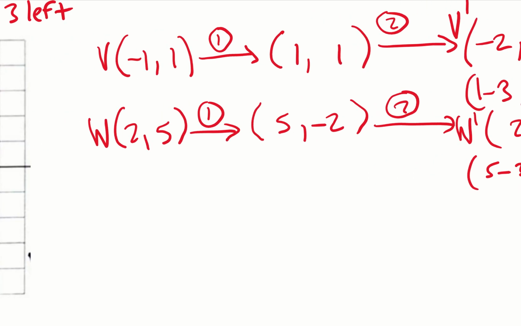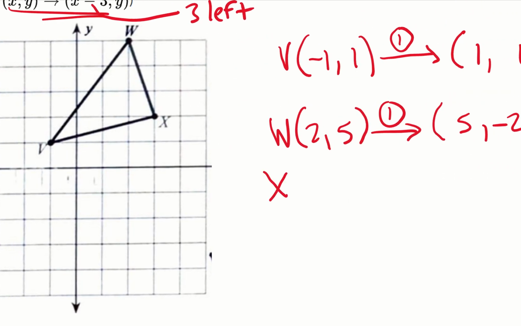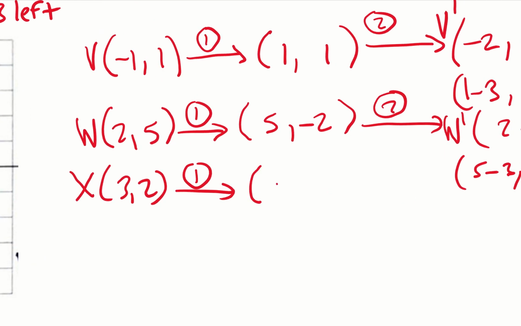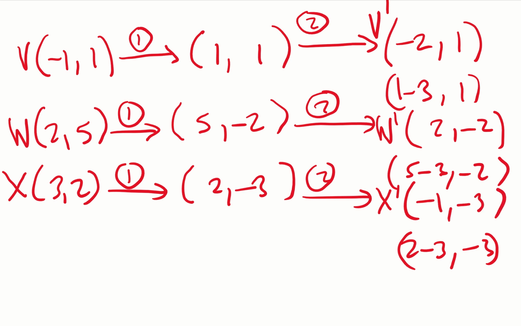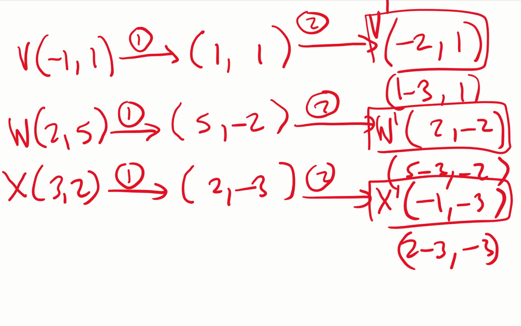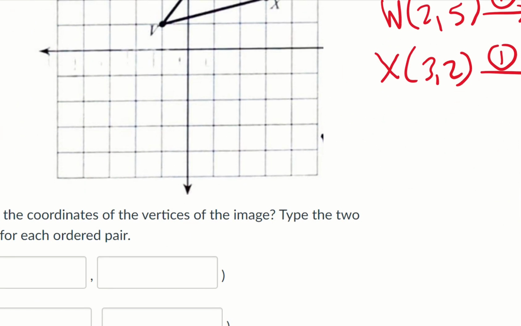All right, so we got our answers there for those two coordinates, and then we got x finally. We got 3, 2. First transformation, rotation, switch, change the sign of the second number. Then you have finally x prime, and then you're going to subtract 3 from the x coordinate, like we usually do. Get -1, -3. So these are your new coordinates for the transformation. So you'll just write them in the blanks here.